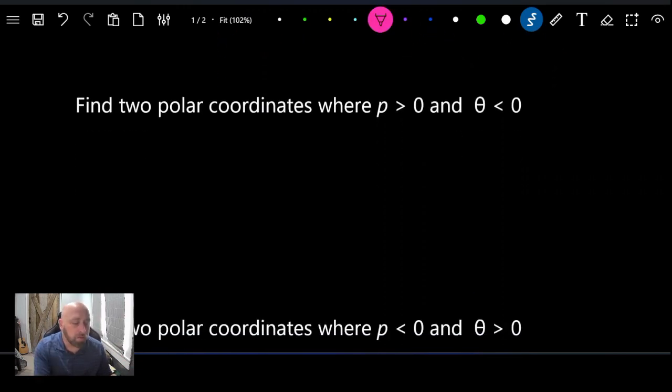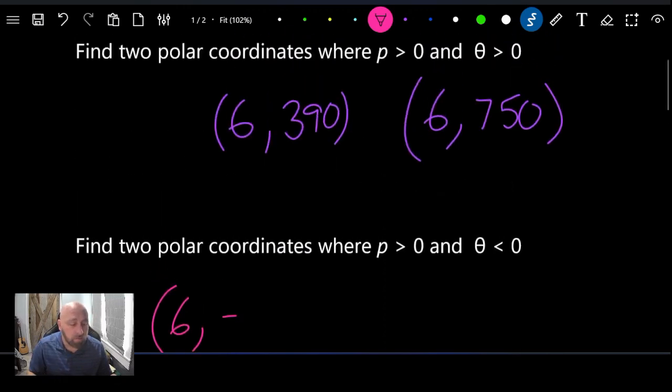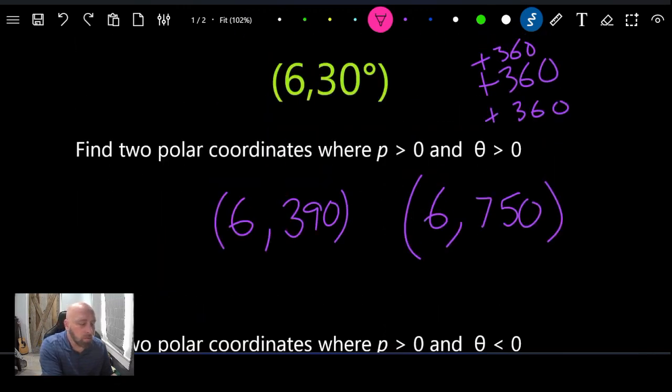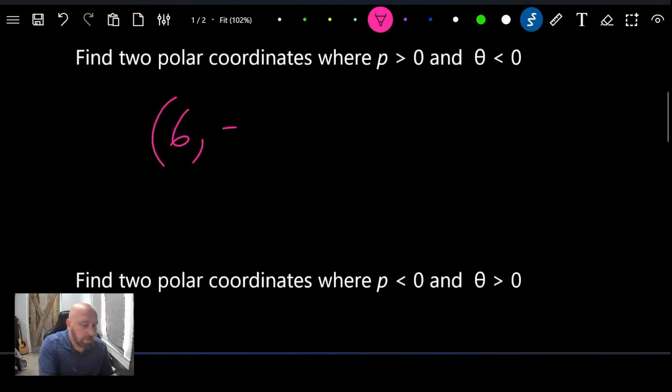Find two polar coordinates where rho is greater than 0, but theta is less than 0. So we're going to have 6, and then we're going to have a negative theta. If we're at 30, all we do is subtract from 360. So 360 minus 30 is 330. That would give us a negative 330.